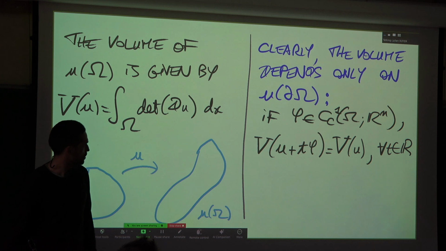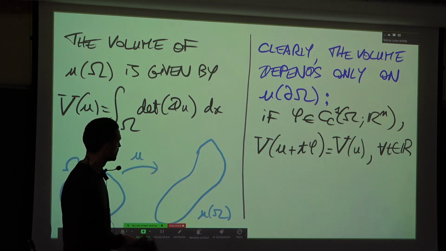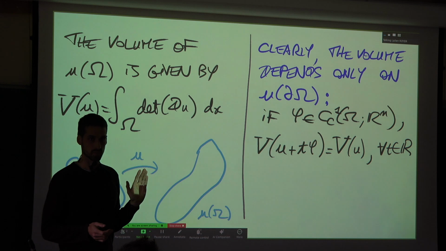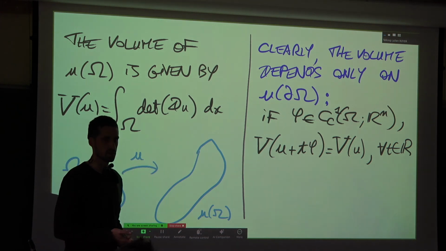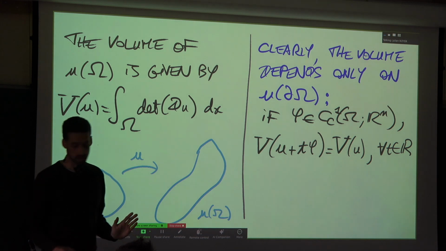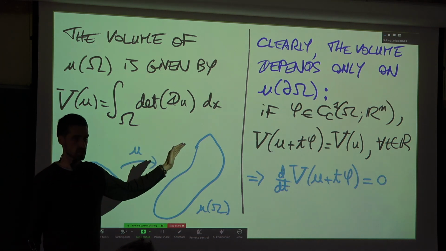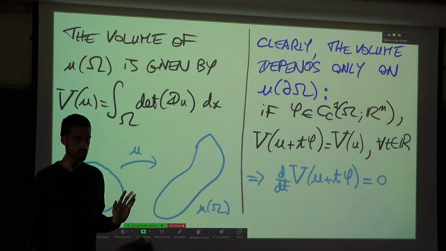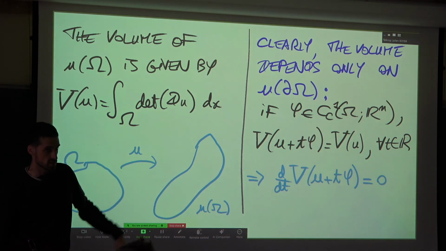Well, then you come to the whole idea of calculus of variation, which is, okay, now let's take variation with respect to that phi. What does it mean? If it's true for all phi, I can also multiply by a number t, and then I can take the derivative with respect to t. Well, if that function is a constant with respect to t, the derivative is 0. So let's look at what happens when I calculate this derivative.